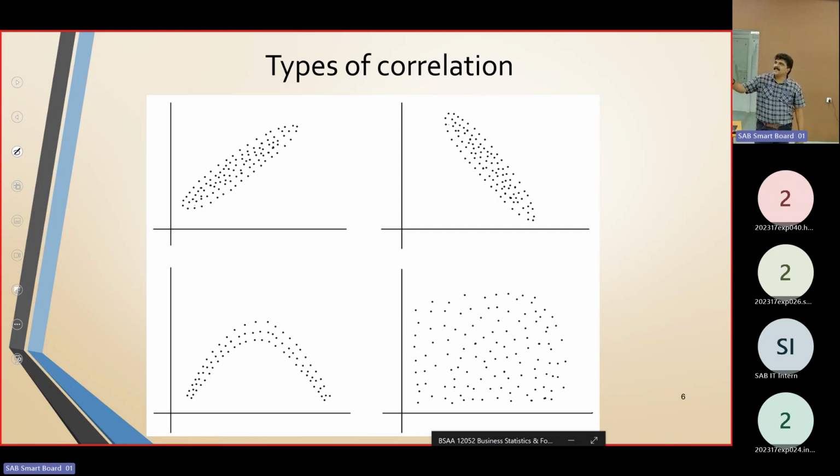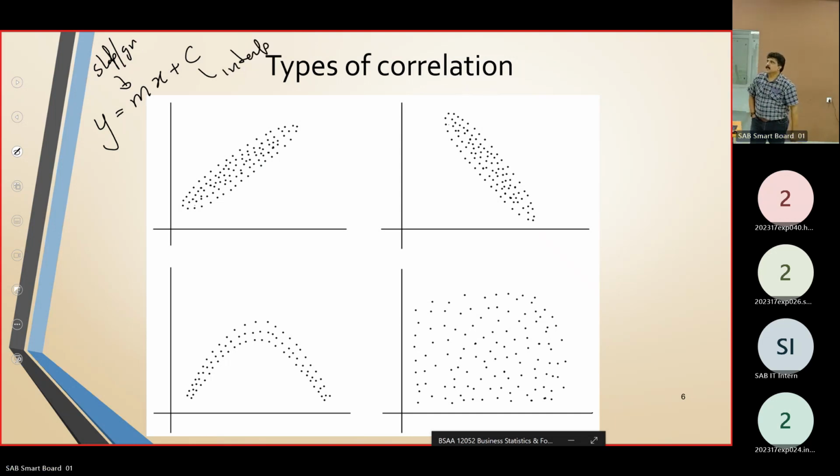Now, by looking at this, how do we identify what sort of relationship is there? Before going into that, first we'll recall the general equation of a straight line. The general equation of a straight line is y equals mx plus c. m is the slope or gradient. c is the intercept where it cuts the y-axis.